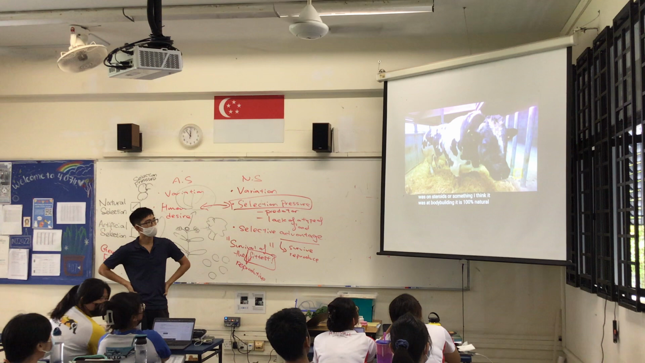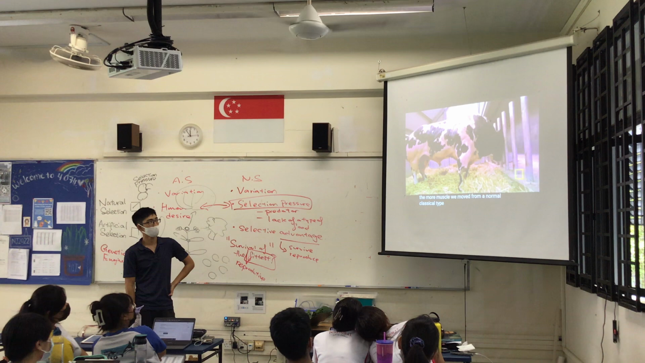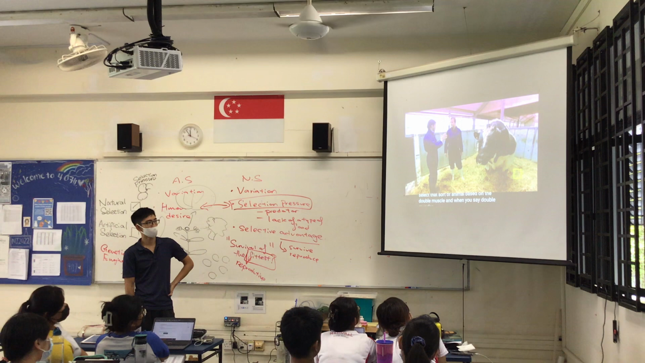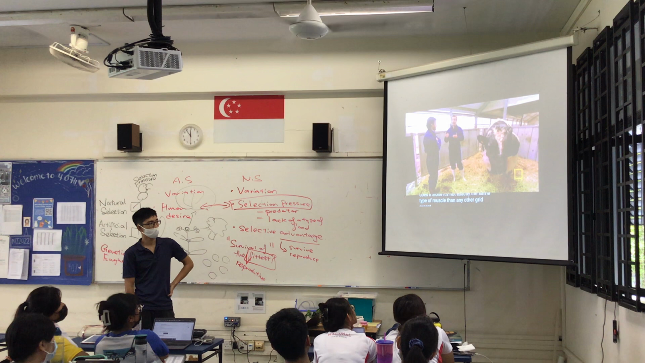Whereby it's saying within so many generations, all we learn is taking. Natural means he did not go to gym. I think that's what he means. We move from a normal classical type of animal and then we select that sort of animal based on the double muscle. And when you say double muscle, do you mean it has two of every muscle? No, no, no. Because it looks like it does. It has exactly the same type of muscle as any other breed, except that in terms of quantity, each of these muscles is by far more developed. Right.